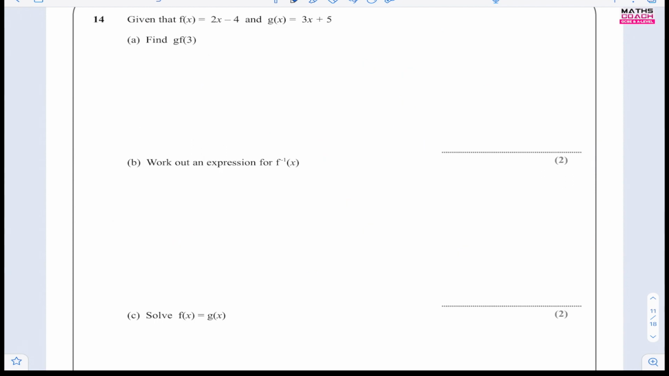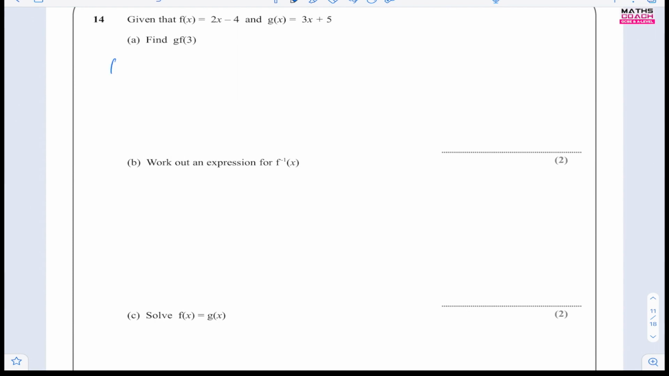Okay, question 14. Given that f of x is equal to 2x minus 4 and g of x is equal to 3x plus 5, A, find gf3. You could do this in one of two ways. You could either find gf as an expression and then substitute the value of 3 in, or you can sub in 3 into f first because it's closer to the bracket, and then get that answer and then substitute it in to g. Let's go ahead and use that method.